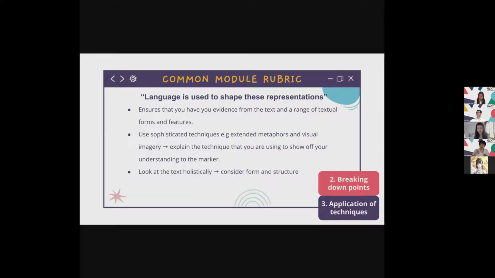So choosing text examples that have strong techniques. Some weaker techniques are tone or atmosphere or mood or setting, because they're very vague. You can't pull a lot of analysis from that. But if you've got some stronger techniques such as extended metaphor, visual imagery, allegory, intertextuality, you can pull out deeper thoughts, and it gives you more opportunities to let your own voice shine out.